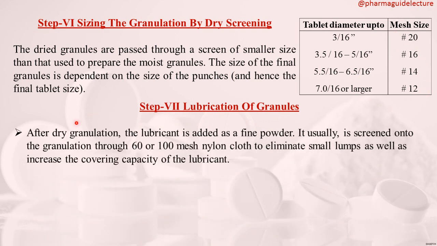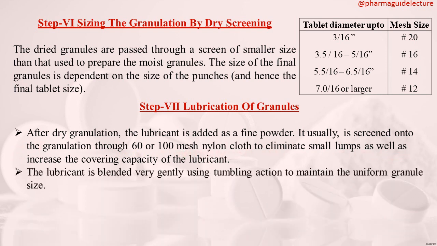Okay, the lubrication of the granules. After dry granulation, the lubricant is added as a fine powder. It is usually screened onto the granulation. The lubricant is first passed through a 60 or 100 mesh nylon cloth to eliminate the small lumps as well as increase the covering capacity of the lubricants.